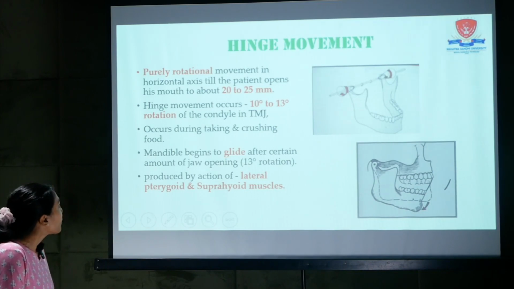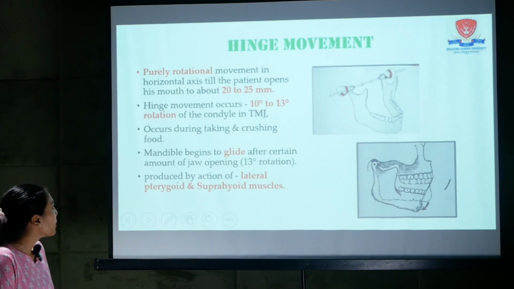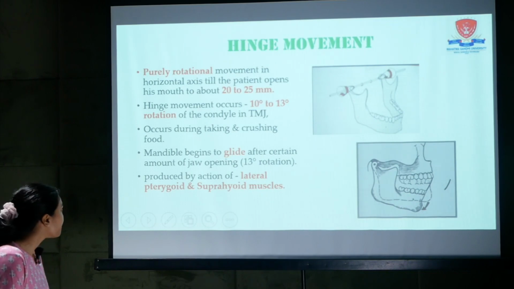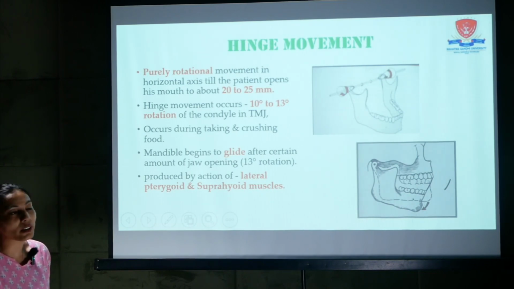Mandible begins to glide after a certain amount of jaw opening, after 13 degrees of rotation. It is produced by the action of the lateral pterygoid and suprahyoid muscle.